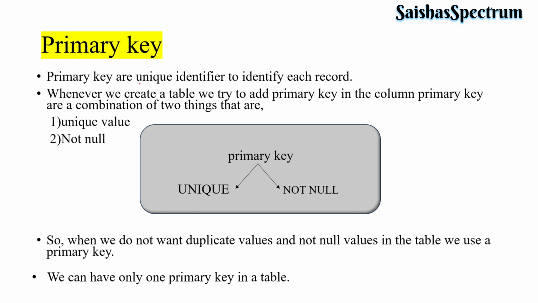Primary keys are the unique identifiers to identify each record, and a primary key is a combination of two things, that is, a unique value and a not null value. Thereafter, in a table, we can have only one primary key, and when we do not want duplicate values and not null values, we use a primary key in a table.